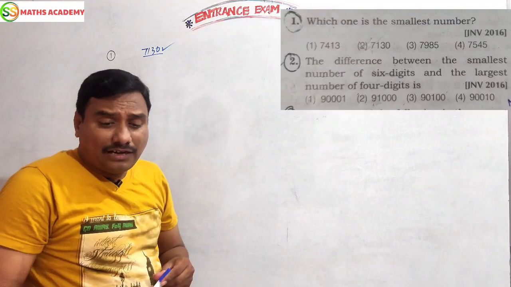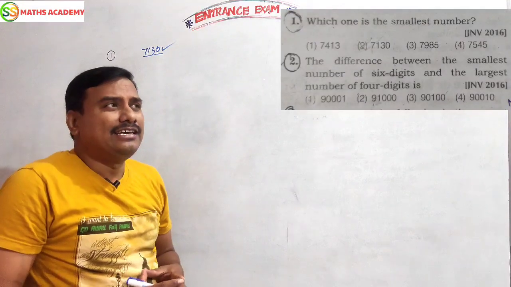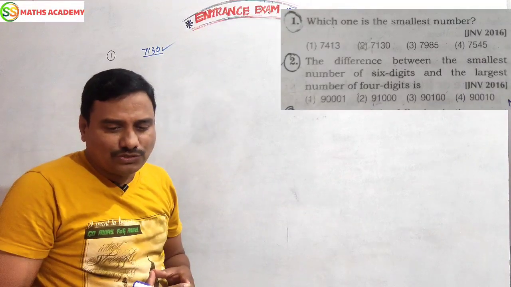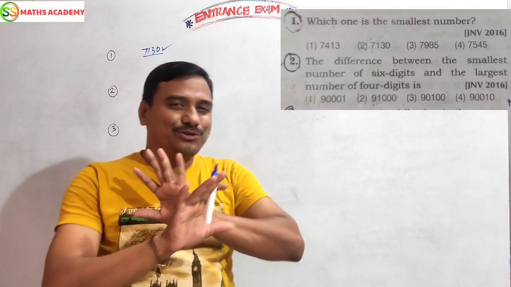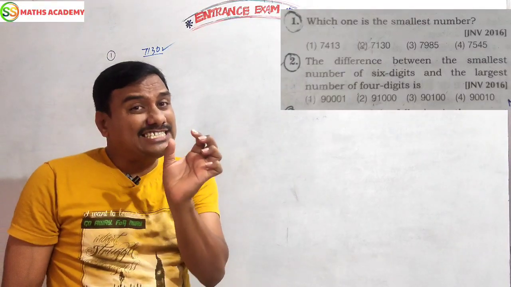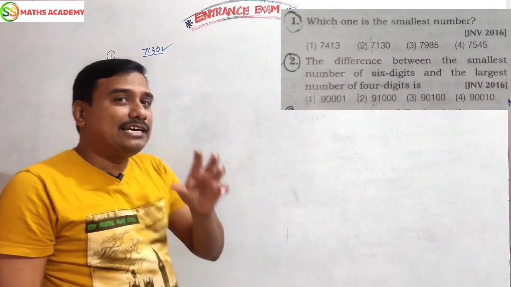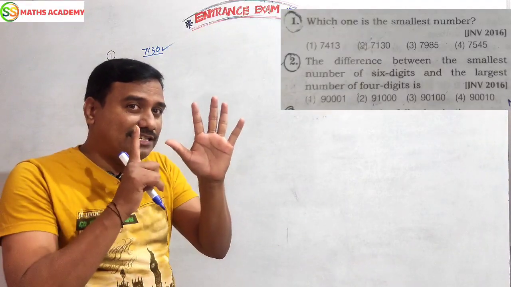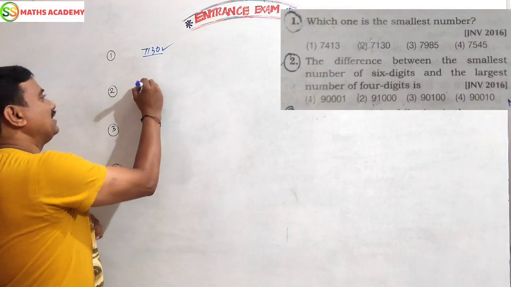The difference between the smallest number of 6 digits and the largest number of 4 digits. Now options are given: 90,001, 91,000, 90,100, 90,010. Whatever the options are, you don't worry. What is the question? The question is, what is the difference between? Difference means minus. The smallest number of 6 digits means 5 zeros will come followed by 1, which means 1 lakh.